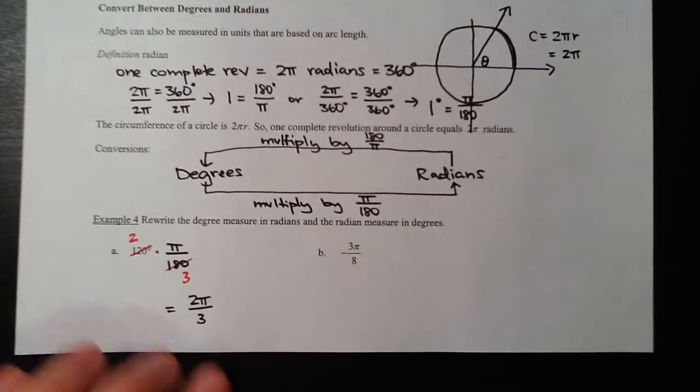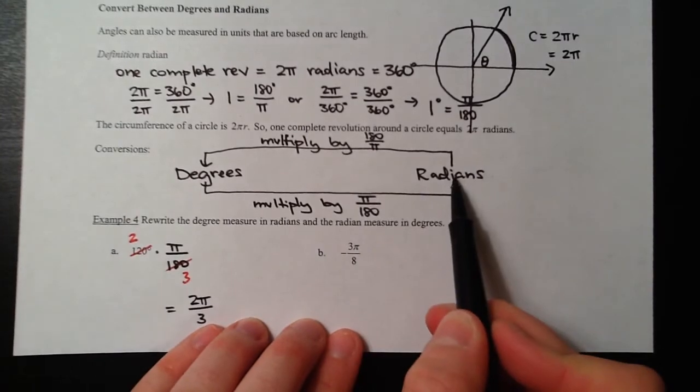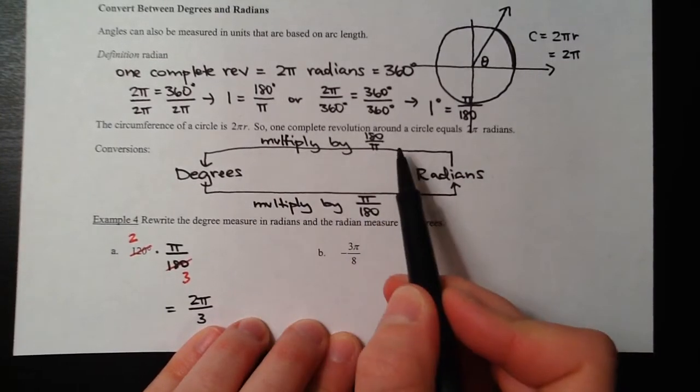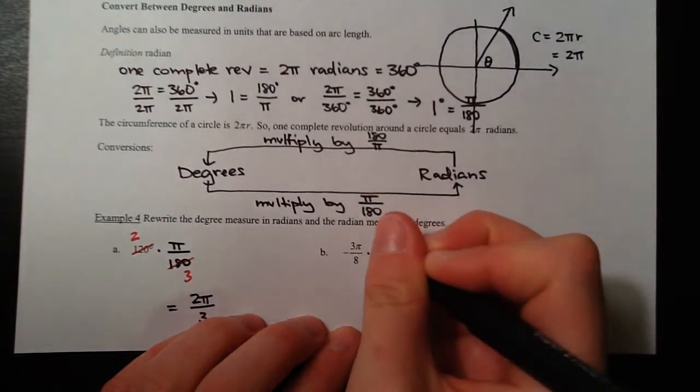Okay, next one, negative 3 pi over 8. I'm in radians. I want to convert to degrees, so I multiply by 180 over pi.